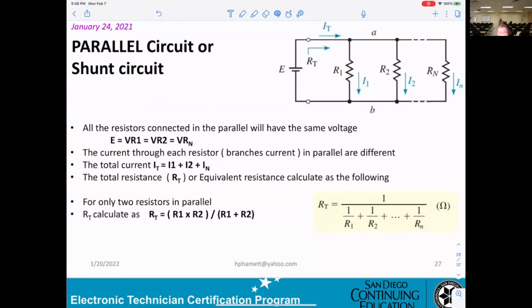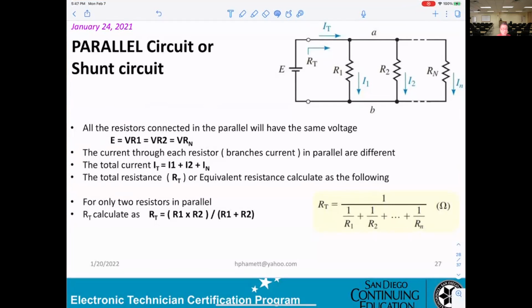Okay, last time we were up to this point. That means you get a parallel circuitry. It's easy to recognize a parallel circuit. That means the current through each resistor will be different, okay?